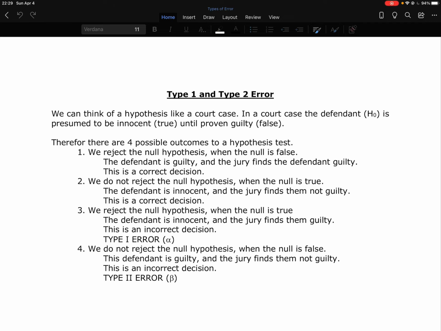The thing with these types of errors, when you are performing hypothesis tests, is you will not know if you have committed an error. You will not know whether you have actually made a correct decision or committed a type 1 or type 2 error. What you have to know is that it is possible for you to commit these types of errors. And so what we want to do is we just want to try and reduce the probabilities of committing those types of errors.